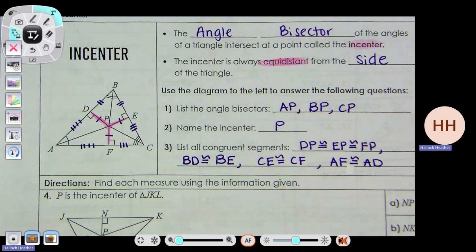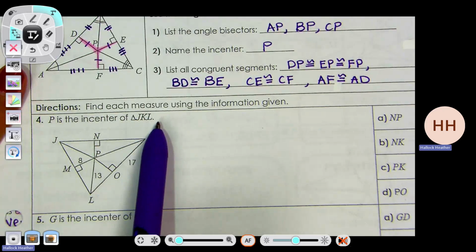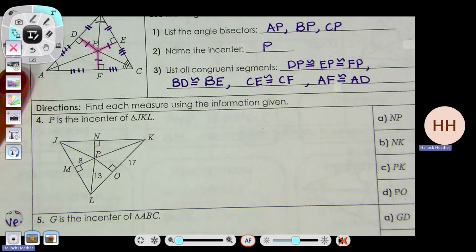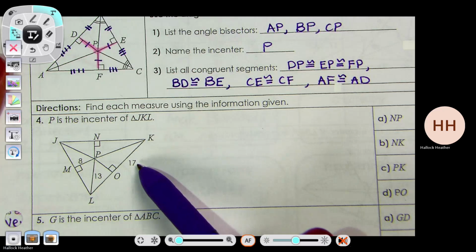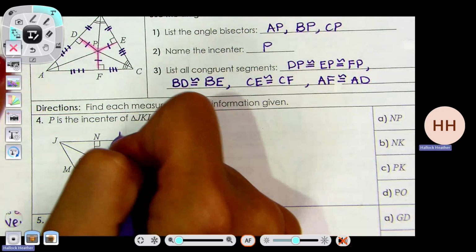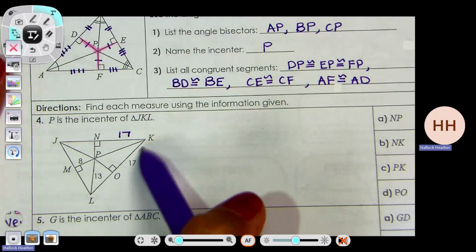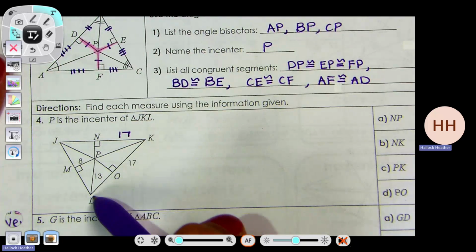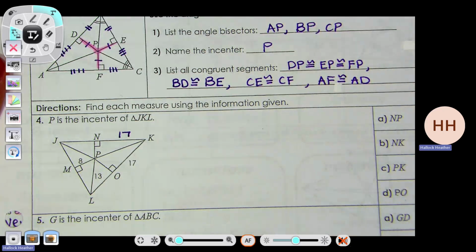So let's go to number 1. P is the incenter of triangle JKL. We're going to start by moving our numbers around just like we did yesterday. So let's start with the outside. 17 can go where? NK. Because if you use your eyeballs and common sense, this is not the same as this. This one is definitely shorter. So these are not the same like they were yesterday. These are the same. There's nothing else on the outside.